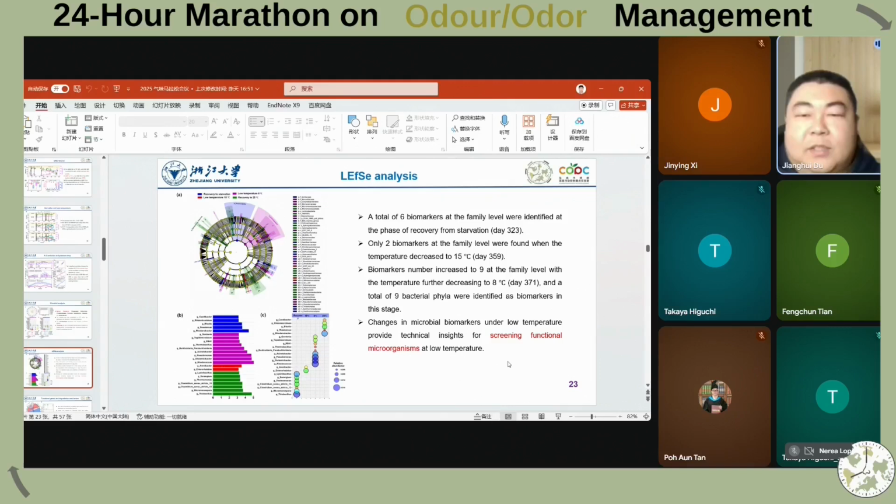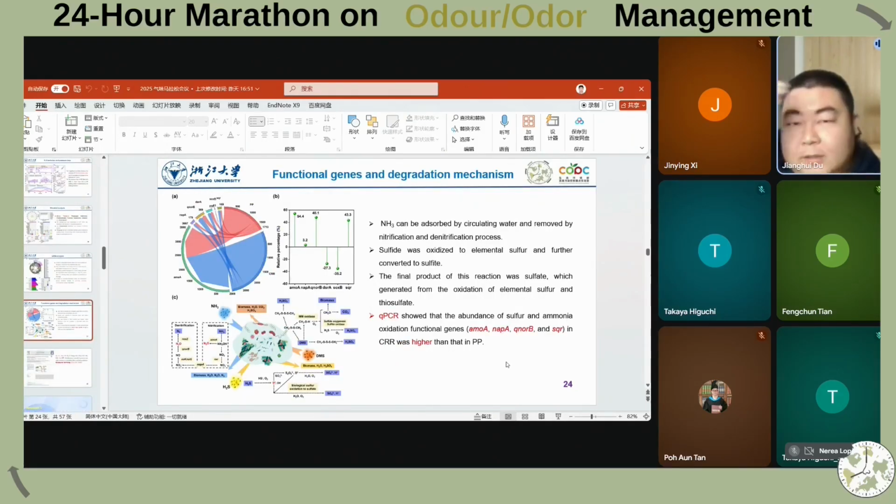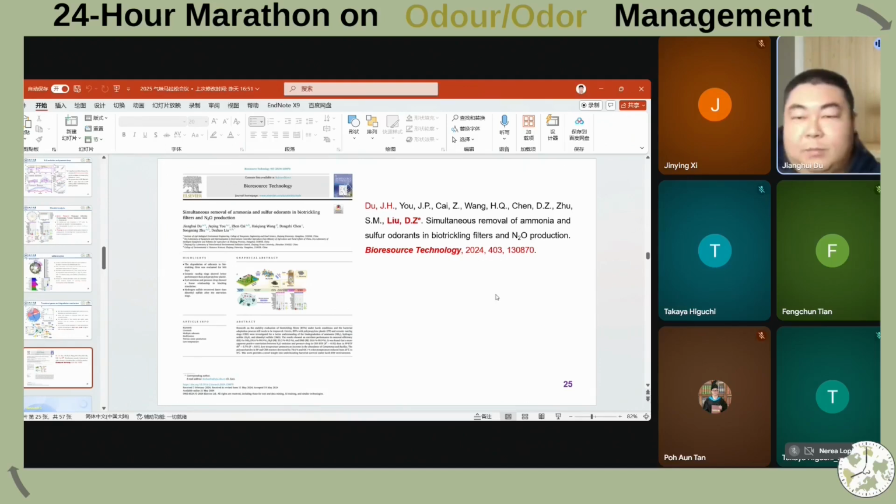The LEfSe analysis shows that a total of six biomarkers at the family level were identified as responses to starvation. The biomarkers will change due to environmental factors. This is the functional genes and degradation mechanism. The ammonia could be absorbed by circulating water and removed by the nitrification and denitrification process. The sulfide will be oxidized to elemental sulfur and further converted to sulfate. This work was published in Bioresource Technology.